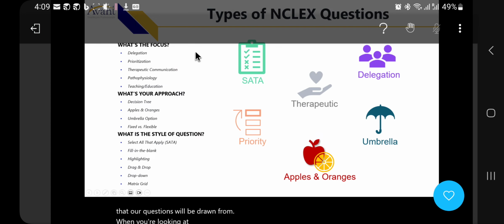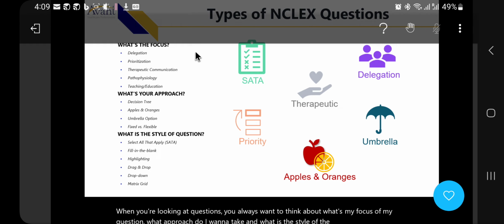When you're looking at questions, you always want to think about what's my focus of my question, what approach do I want to take, and what is the style of the question. All of these will help you to think through your questions. What's the focus? Is it a prioritization? Is it therapeutic communication? Am I focusing on teaching and education or pathophysiology of the disease process? What is the topic of the question and the actual question I'm being asked, right? That's what I want to focus on.